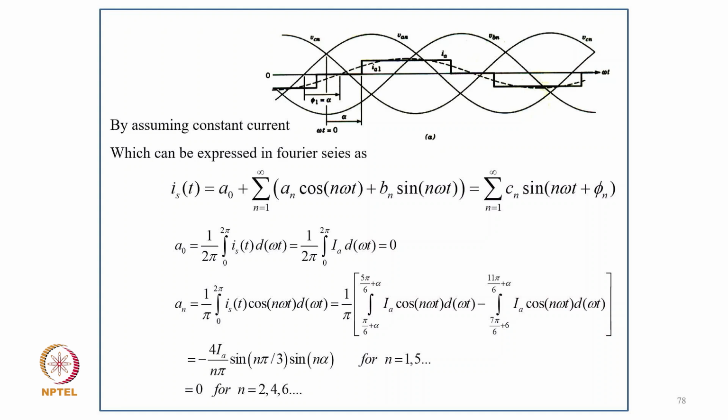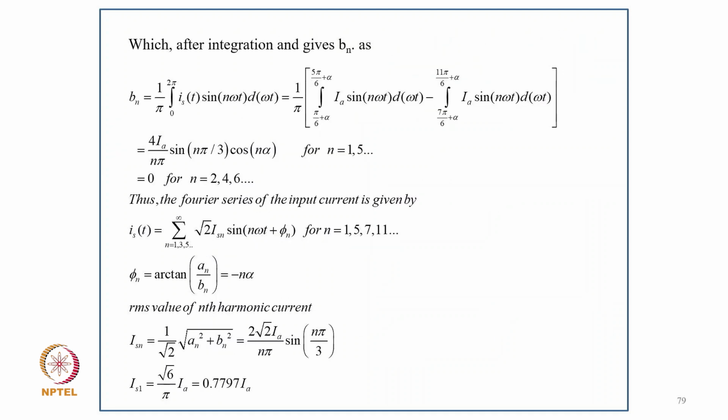So Is as a function of t equals a0 plus sum over n equal to 1 to infinity of an cos n omega t plus bn sin n omega t, equals sum n equal to 1 to infinity of Cn sin n omega t plus phi n, where a0 equals 1 upon 2 pi integral 0 to pi d omega t, and that becomes 0, and an equals 1 upon pi integral 0 to 2 pi of Is cos n omega t d omega t, and putting the value it becomes minus 4 I upon n pi sin n pi by 3 sin n alpha for n equal to 1, 5, 7, and for even harmonics it's 0 for n equal to 2, 4, 6, which after integration becomes Bn.